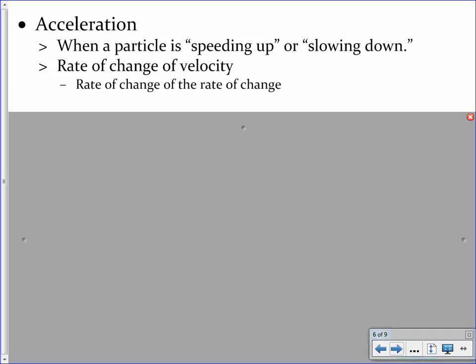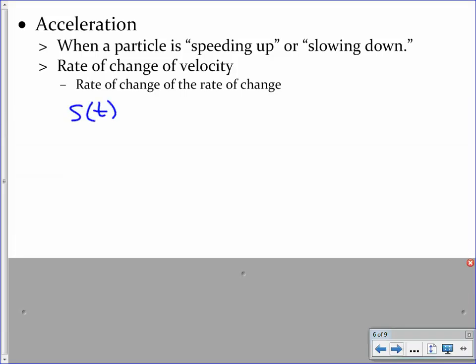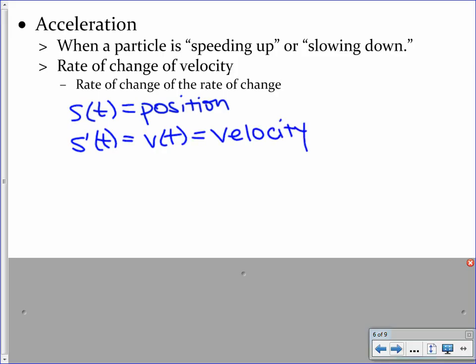Some of you are going to say, okay, when's the particle speeding up or slowing down? Positive and negative acceleration is not measuring that, but acceleration does help us figure out when we are speeding up and slowing down, right? Is there a special letter for acceleration? There is. So S is position. We're going to add to our little chart here. S prime is velocity. So our acceleration is the second derivative of position, or you can think of it as the first derivative of velocity, and we call that A of t.